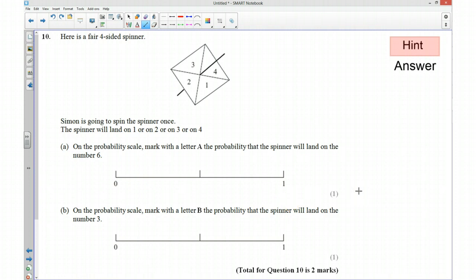Part B says on the probability scale, mark with a letter B the probability that the spinner will land on the number 3. So again, you want to think, what chance is there of that happening? There's 4 possible outcomes here, so what chance is it that 3 is going to come up? Okay, those are my hints. So if you'd now like to pause the video and have a go at answering this question.